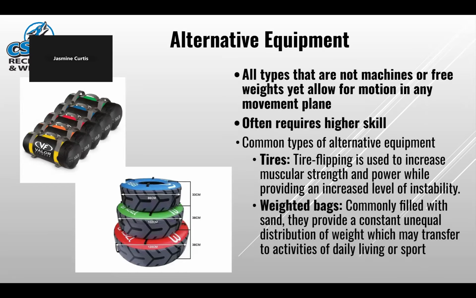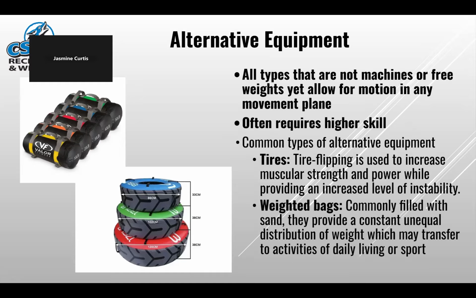All right, let's continue talking about alternative equipment. All types that are not machines or free weights yet allow for motion in any movement plane is alternate equipment. What are some that you can think of? There's some ropes, right? There's clubs, like I mentioned earlier. Alternative equipment often requires higher skills, so we want to introduce this to our client after we've been working with them for a little while. We've challenged their balance, we've seen their movement patterns, and let's add some alternative equipment.